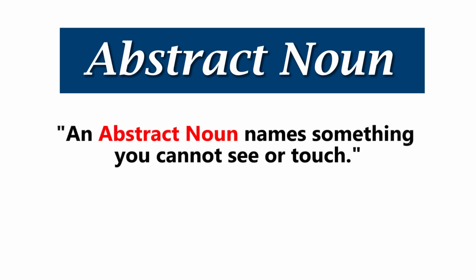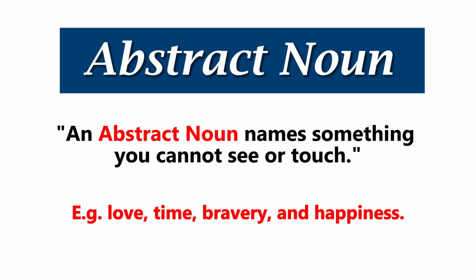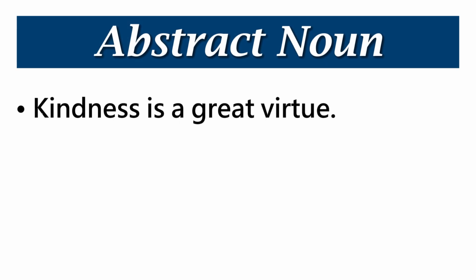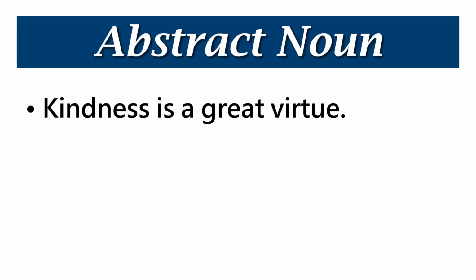Abstract noun. An abstract noun names something you cannot see or touch. For example, love, time, bravery, and happiness. Kindness is a great virtue. In this sentence, the abstract noun is kindness because it is a quality you can't physically touch.